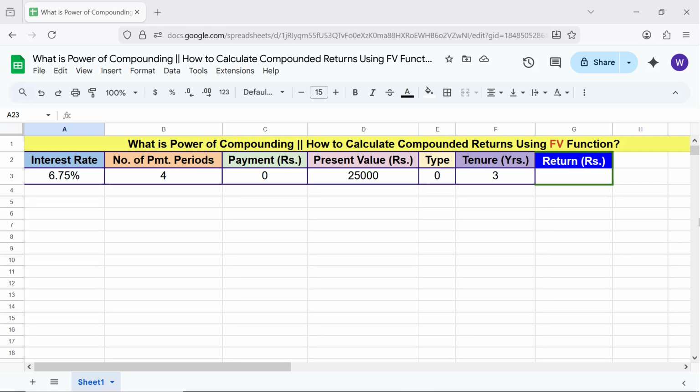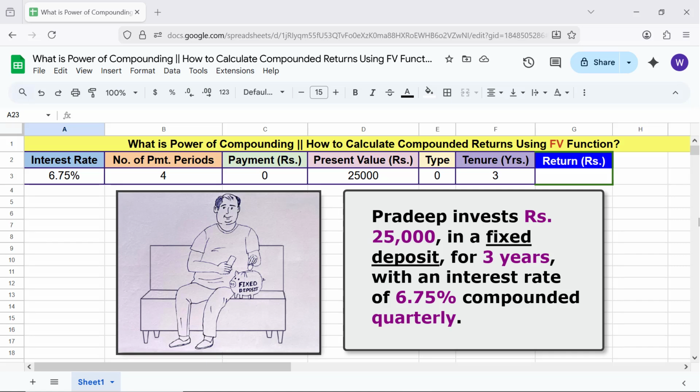Alright, let me illustrate the power of compounding with an example. Pradeep invests Rs 25,000 in a fixed deposit for 3 years with an interest rate of 6.75%, compounded quarterly.